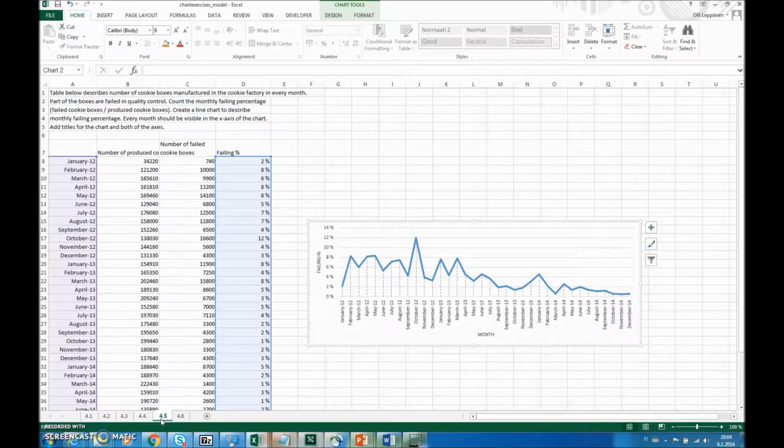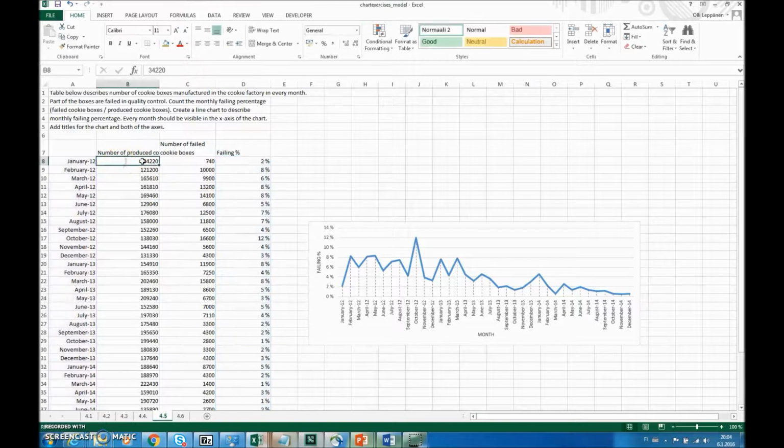In the 5th exercise, this is my favorite. So this is the table of the cookie factory. And here we have for each month the number of produced cookie boxes, and some of those boxes failed in the quality control of our factory.